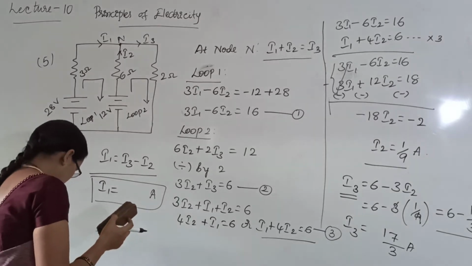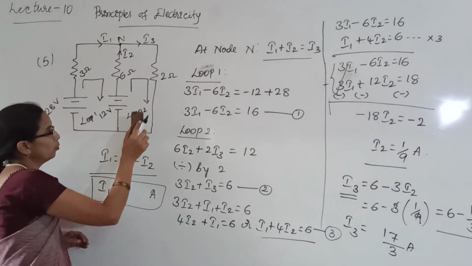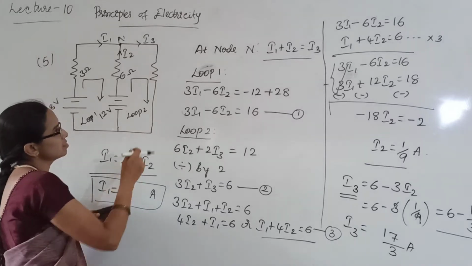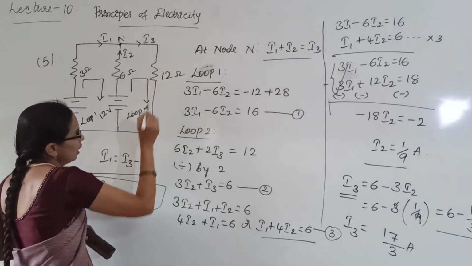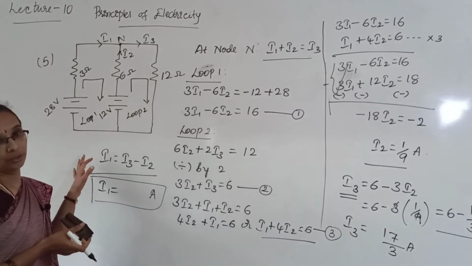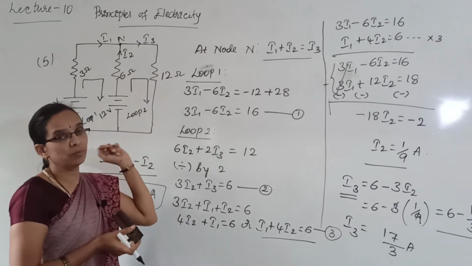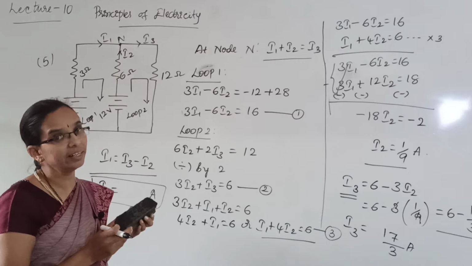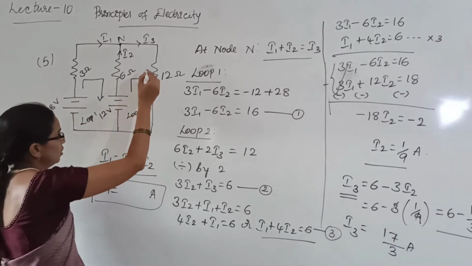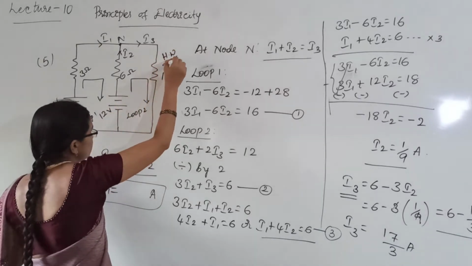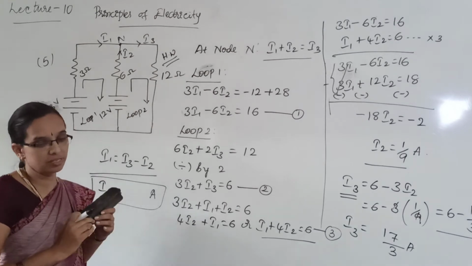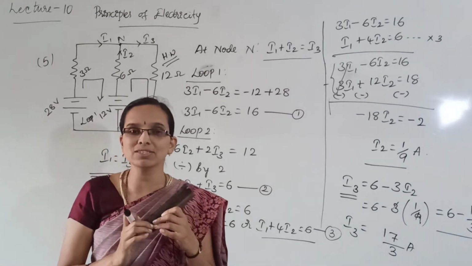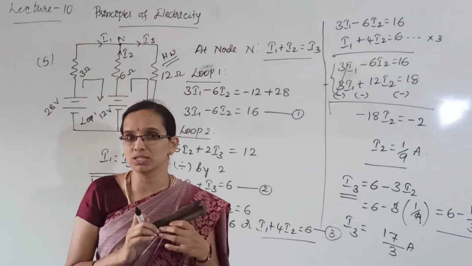And one more problem, I will change this resistor as 12 ohm and do this problem with the 12 ohm resistor and calculate the values of I1, I2 and I3. This is the homework problem for you. Solve it and keep it for yourself. If you find difficulty in solving this problem, then only you can message me. Okay.